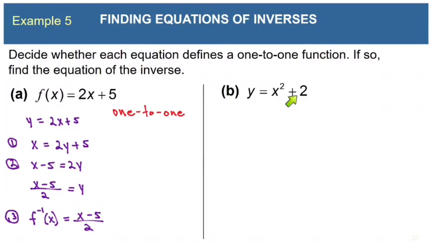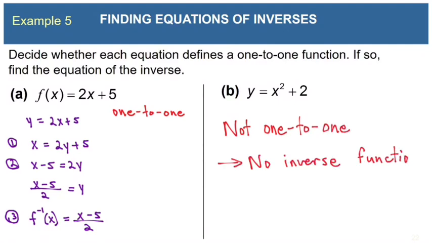And let's look at part B. We see that this is a quadratic function, and therefore it will graph a parabola. And we know that parabolas fail the horizontal line test. So this function is not one-to-one, and therefore it will not have an inverse function.